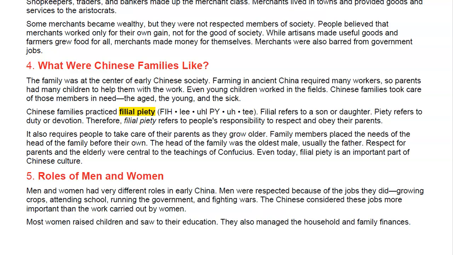Roles of men and women. Men and women had very different roles in early China. Men were respected because of the jobs that they had: growing crops, attending school, running the government, and fighting wars. The Chinese considered these jobs more important than the work carried out by women. Most women raised children and saw to their education. They also managed the households and family finances.